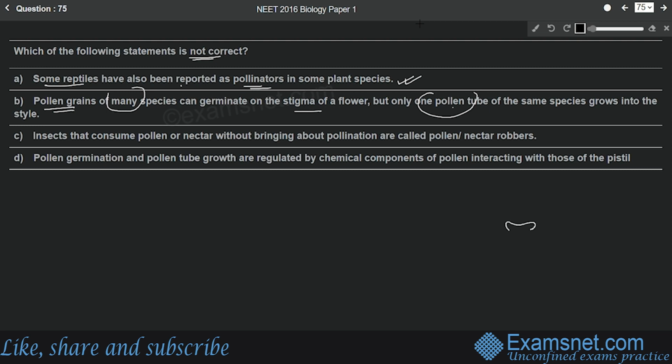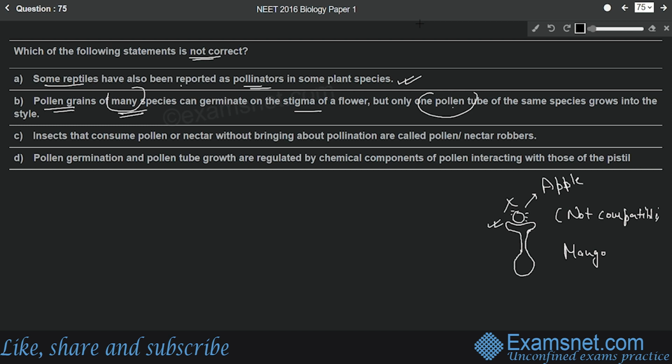So we know that the pistil contains stigma, style, and ovary, right? Now the first part is the stigma. Suppose this pistil is of mango. Now if some pollen of apple comes here, will this pollen germinate? No, because it will not be compatible. Okay, not compatible. These two are not compatible with each other. Therefore, this will not germinate here. So we can say that pollen grains of only one specific species can germinate, not many species. So this first part is incorrect, right?